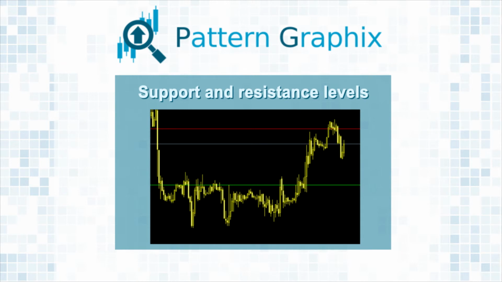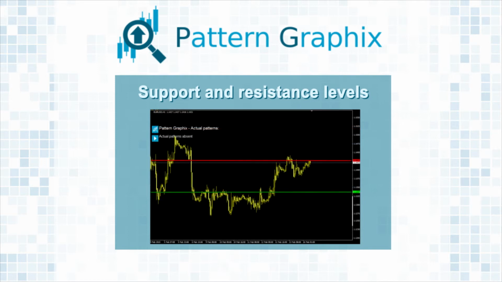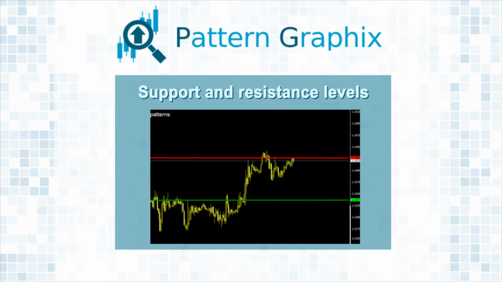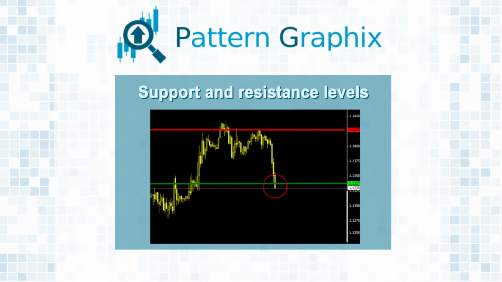For example, let's take a look at the chart of the euro-dollar pair. Our plugin has identified the nearest levels of support and resistance. When the price touched the resistance level, it successfully rebounded to the support level. This confirms the correct setting of the key levels by the Pattern Graphix plugin.